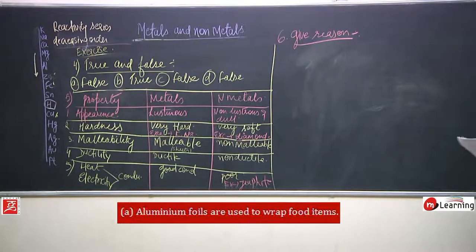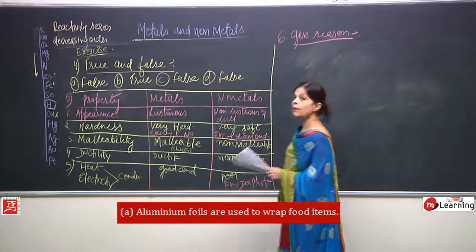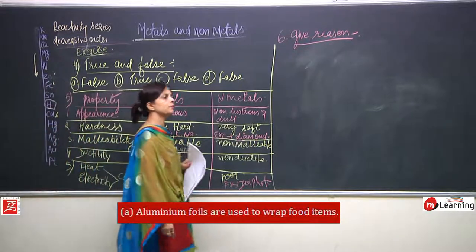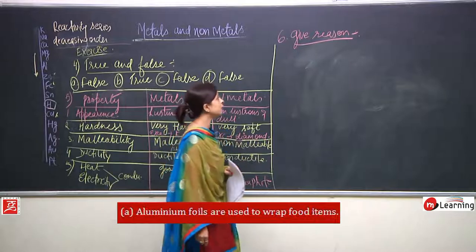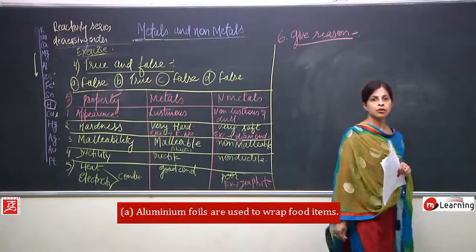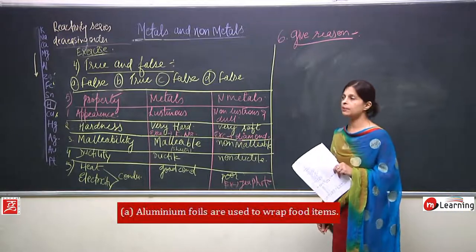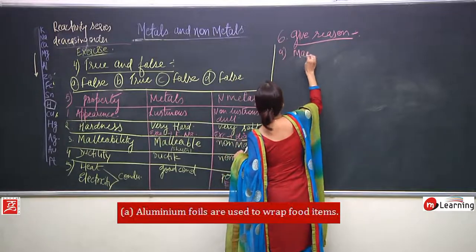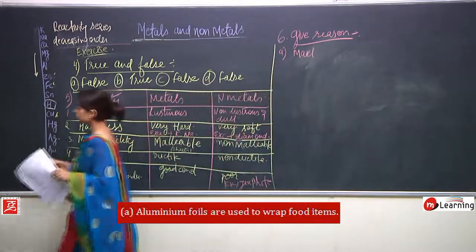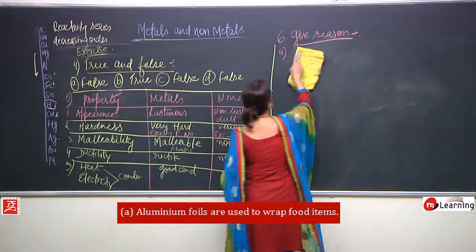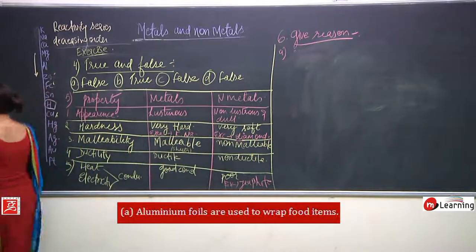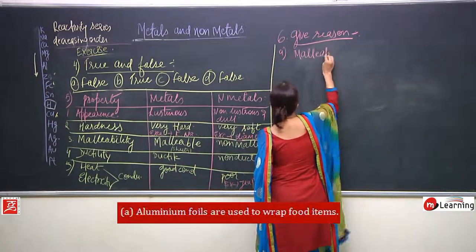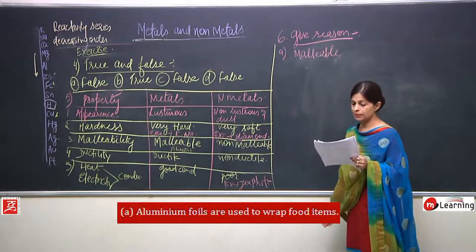See, first of all, they are talking about foils being made from aluminium. So what can be the reasons? Aluminium has good malleability, because aluminium is malleable. First of all, it is malleable.